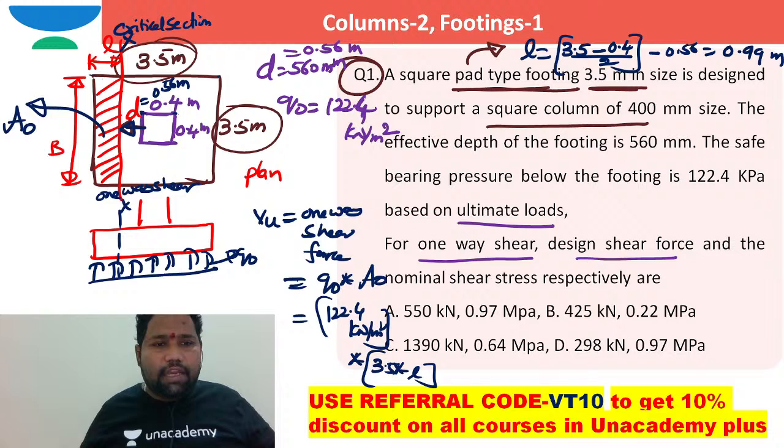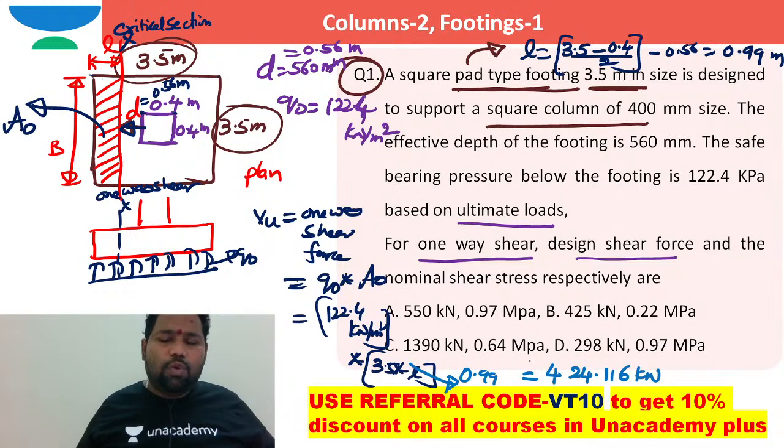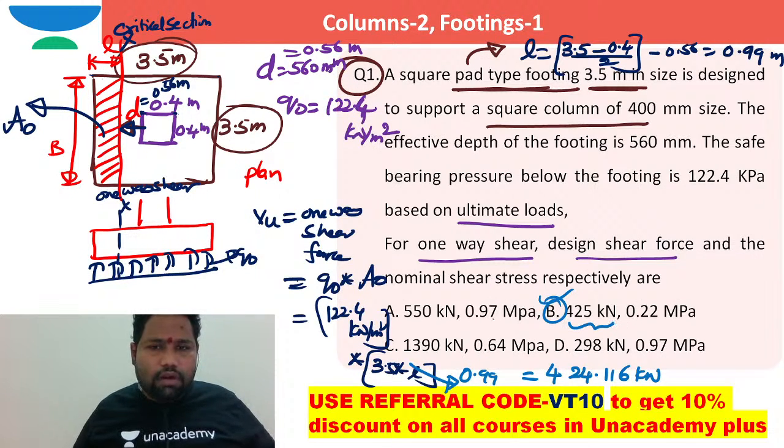So let me write this length L as 0.99. The answer will be in terms of kilonewton, and it is 424.116 kilonewton. Just with this answer, you are able to pick option B as the correct one. But I had worked out only this one, right? And I need to work out this value.